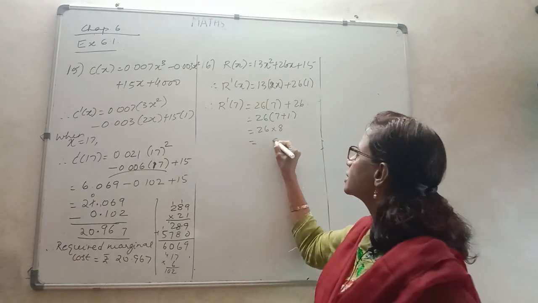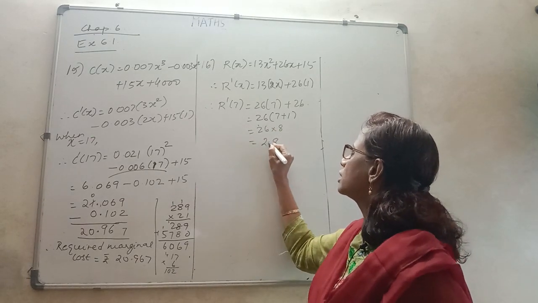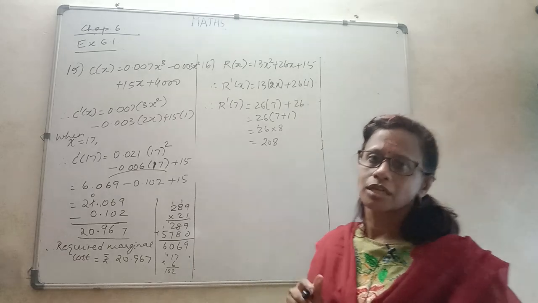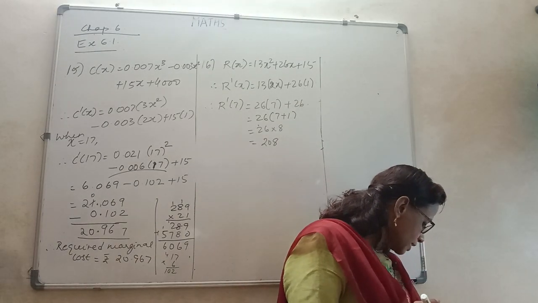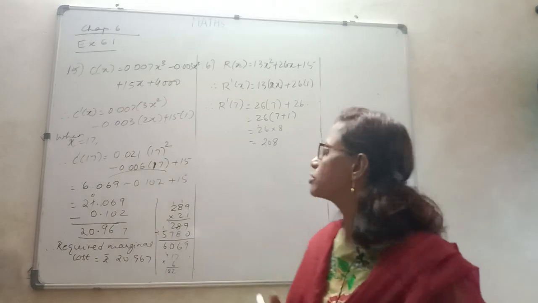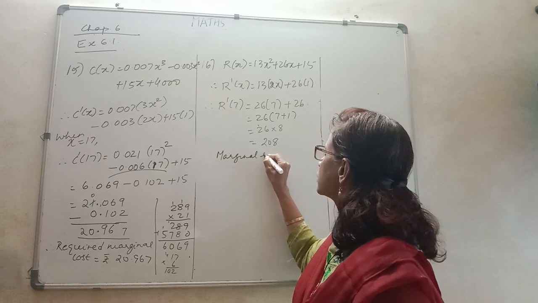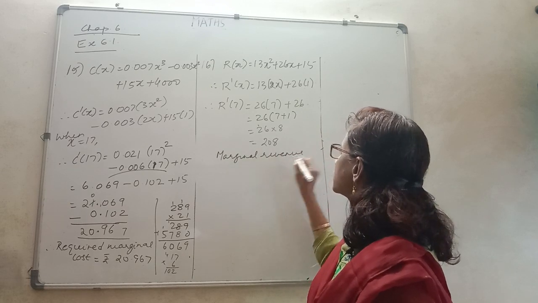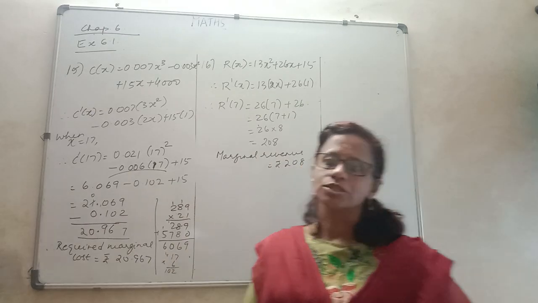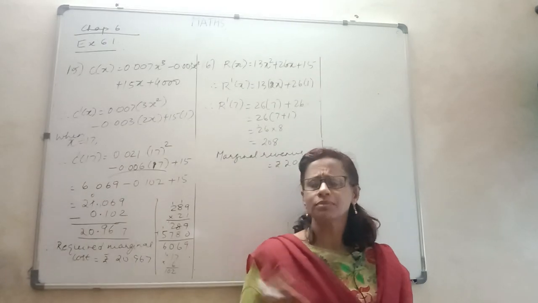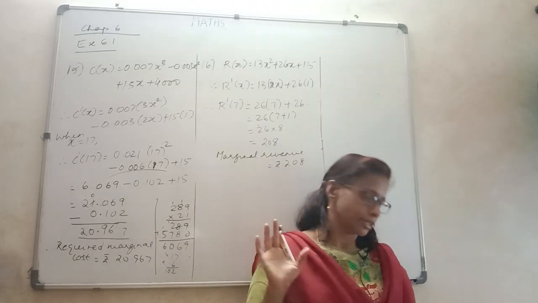How much is that? 6 8s are 48, 4 carries. 8 2s are 16, 20. 208 rupees. 208 is the marginal revenue that they are asking when x equal to 7. So the marginal revenue is rupees 208. Yeah, it's rupees 208. That's it. Quite simple, no? Cost, marginal cost, revenue, marginal revenue by finding the derivative.